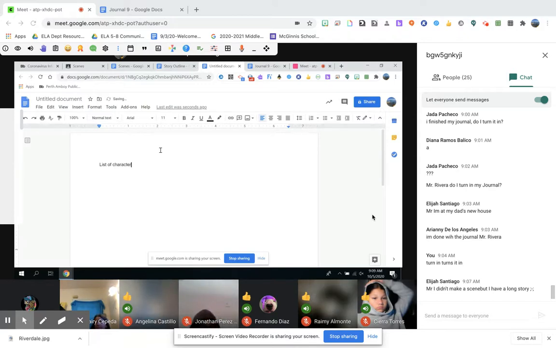So these are just like traits. Let me make it large so that it's big on your screens, guys. Let's try 24. That's pretty big. All right, so list of characteristics.